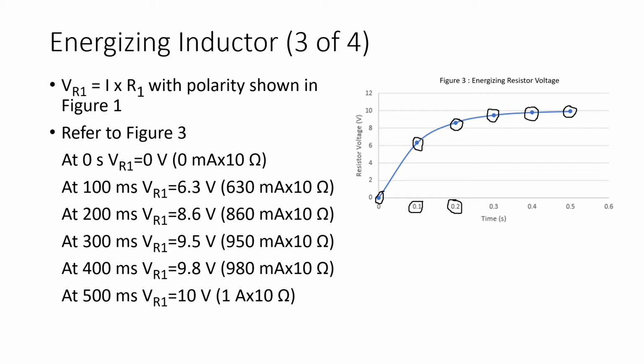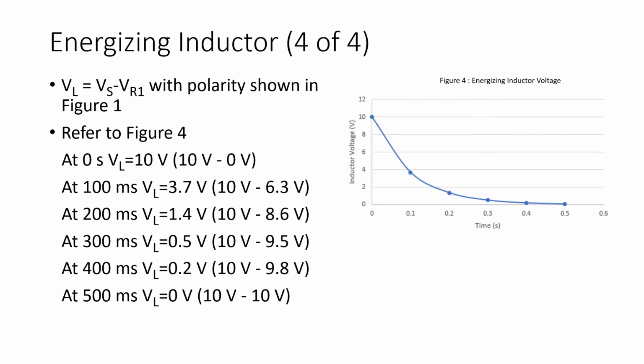If you look back at the plot of current shown in figure 2, we see that VR1 and I have the same curve, again because VR1 equals I times R1.